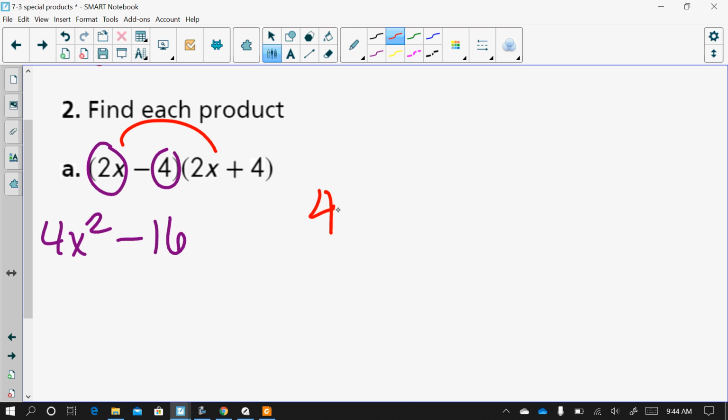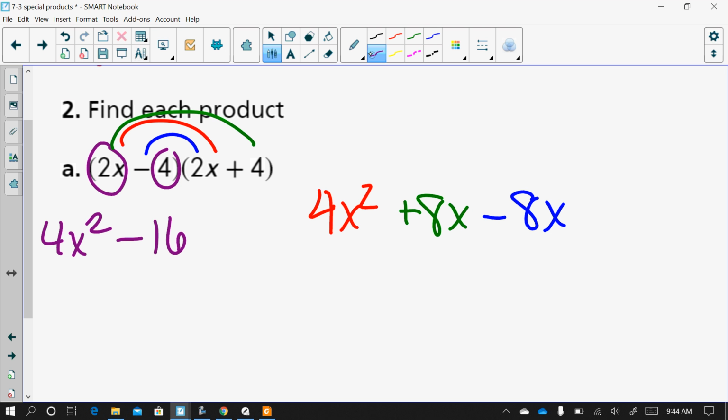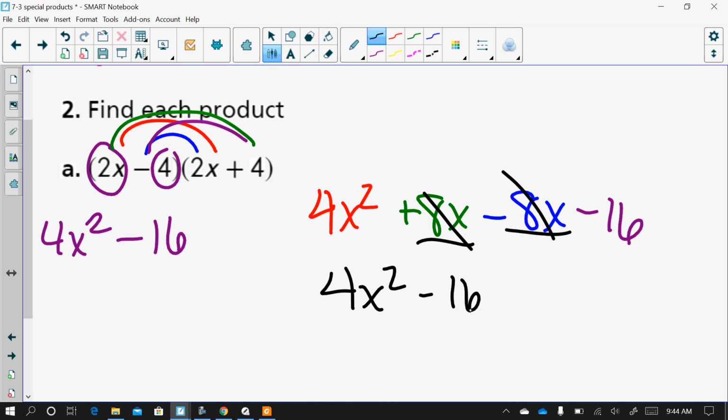2x times 2x is 4x squared. Outsides, 8x. Insides, negative 8x. Lasts, negative 16. Combine your like terms. Oh, those cancel. 4x squared minus 16.